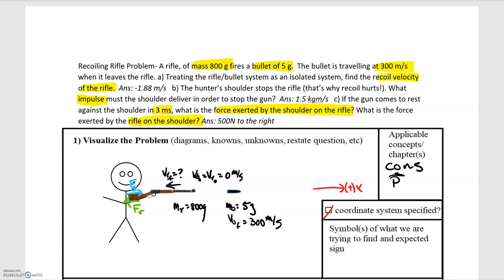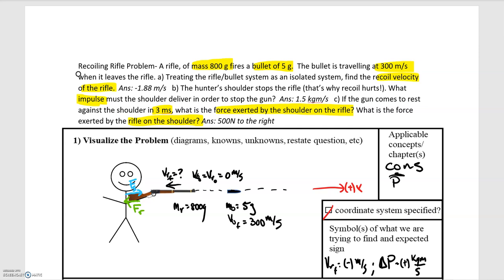Okay, so it looks like we've got the problem set up. We just need to figure out what it is we're looking for. For part A, we're looking for the recoil velocity, which we've defined to be V_RF. We expect that to be negative and in meters per second. The second thing we're looking for is the impulse. The impulse is equal to the change in momentum. And we expect that to be a positive value and be in terms of kilogram meters per second.